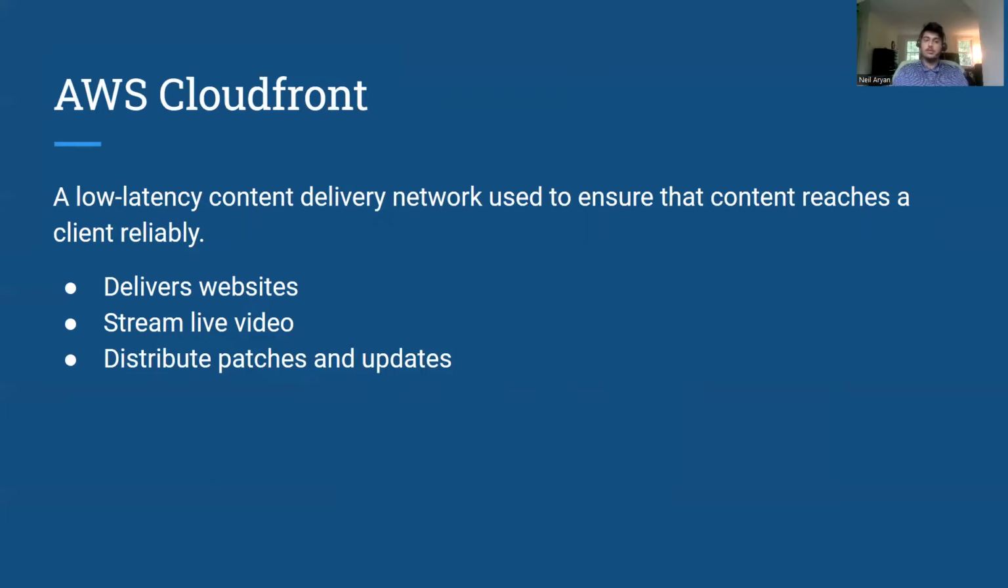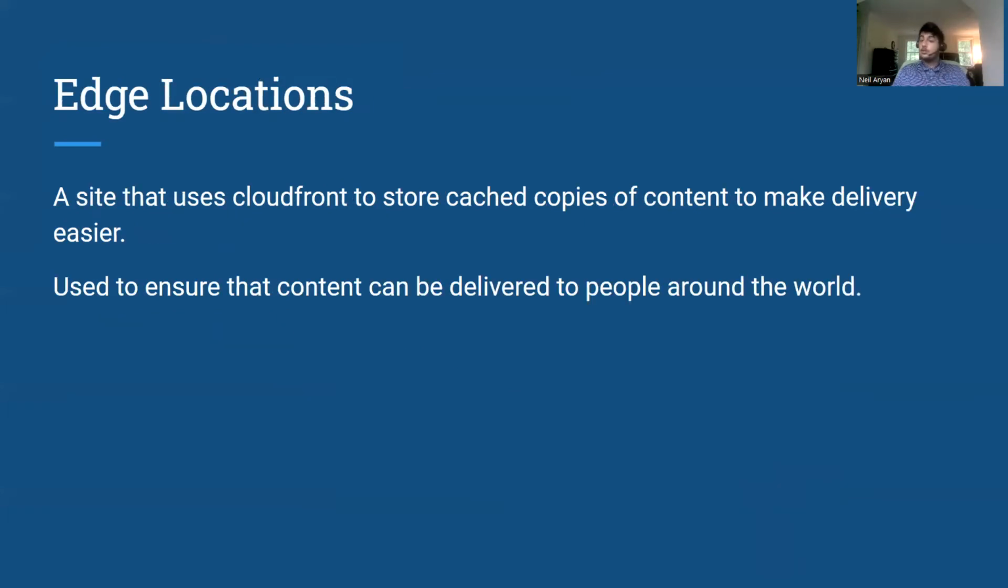And this is used to deliver websites. This is used to stream live videos. And it's also there to distribute patches and updates around the world to different operating systems or applications. Now, edge locations are sites that use CloudFront to store cached copies of content to make delivery easier. And these are really used to ensure that content can be delivered to people around the world.